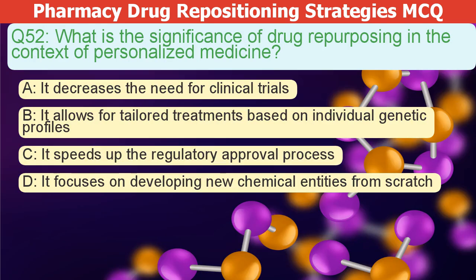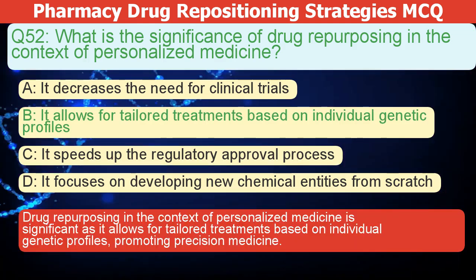What is the significance of drug repurposing in personalized medicine? A. It decreases the need for clinical trials. B. It allows for tailored treatments based on individual genetic profiles. C. It speeds up the regulatory approval process. D. It focuses on developing new chemical entities from scratch. The correct answer is B. Drug repurposing in personalized medicine is significant because it allows for tailored treatments based on individual genetic profiles, promoting precision medicine.